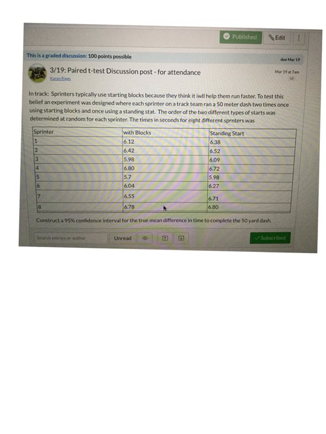Okay, so Thursday your discussion post was a paired t-test, which I told you, but just so you understand, most of our paired t-tests are going to be when you have a certain reason to put the two different scores together. Like in this case, you have a starting time with sprinter number 1 with blocks and a standing start, and then with sprinter number 2, so it's the same person doing it two different ways.